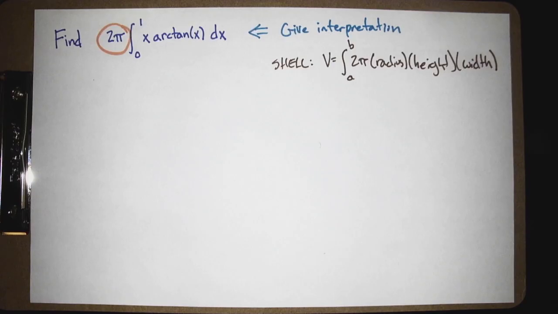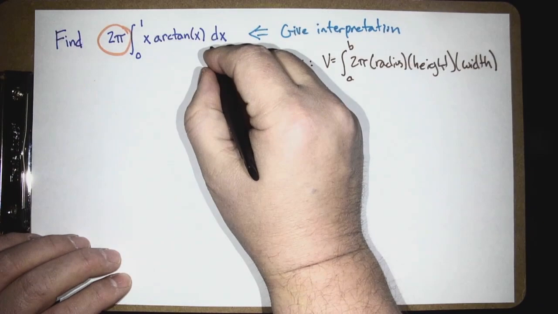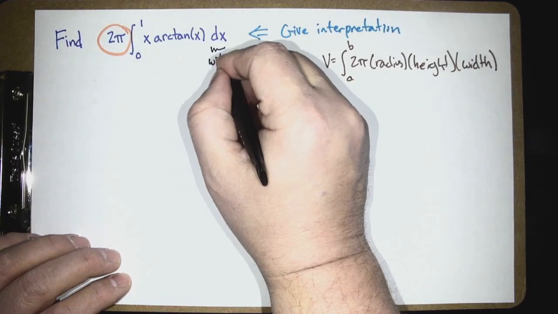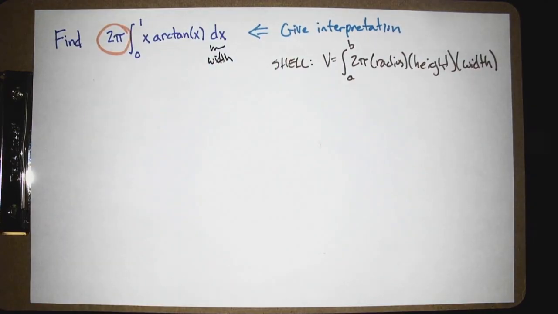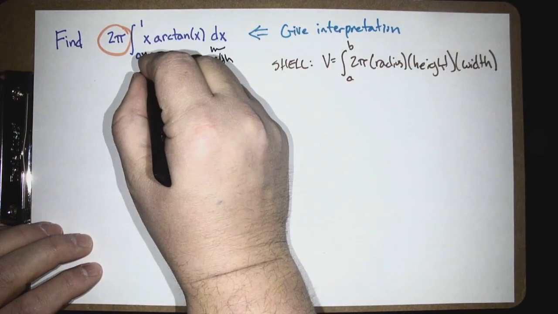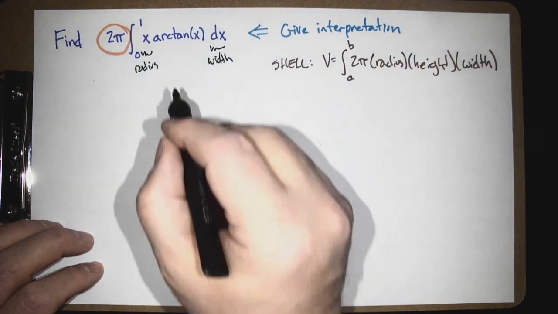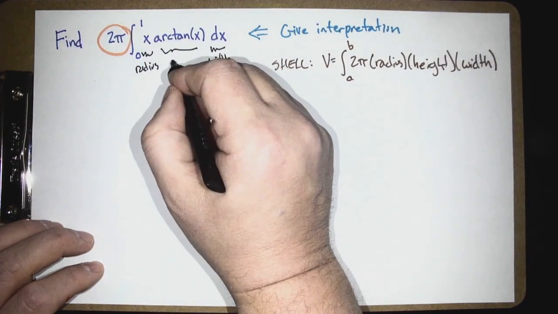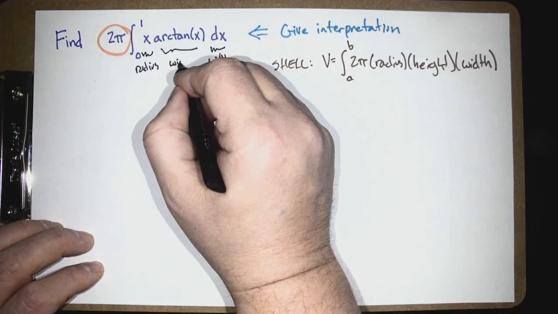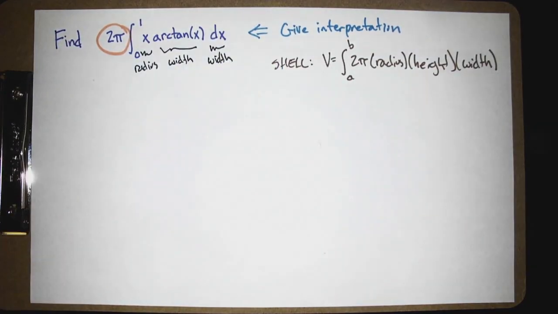So looking at this, what makes a good candidate for width? dx. So let's think of this as our width. What makes a good candidate for radius? x. All right, let's think of that as our radius. And how about for our height? Yeah, arctangent. Arctangent is a terrible candidate for radius, because radius should look like a distance to some line. Arctangent x doesn't look at all like that.